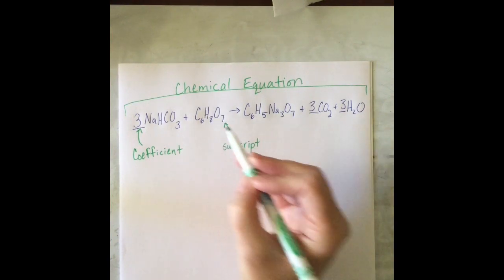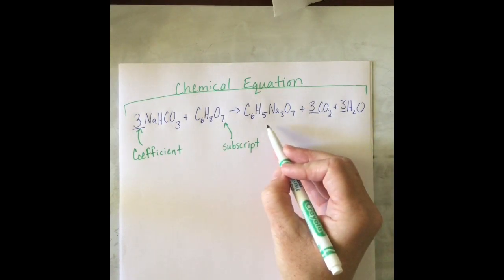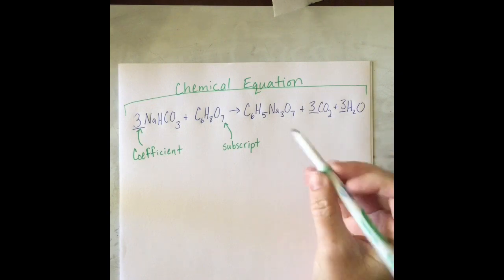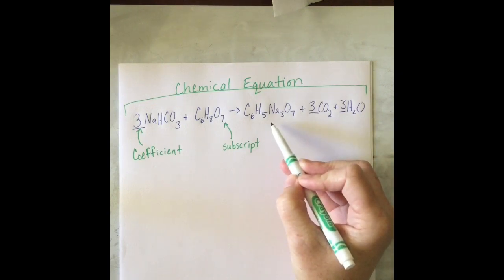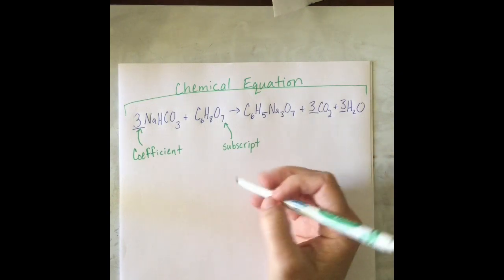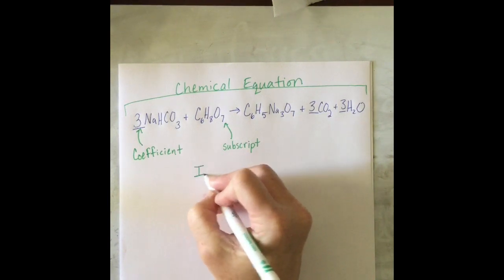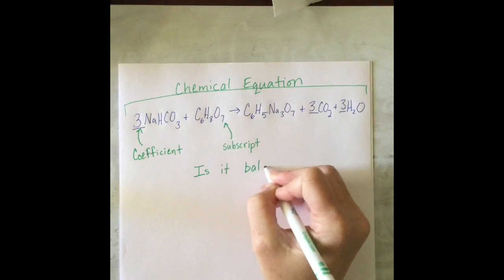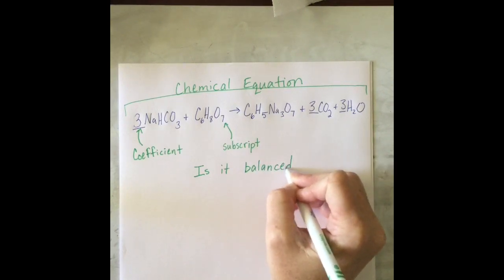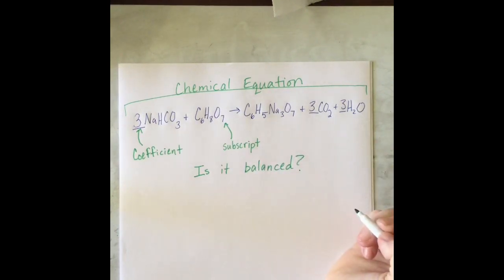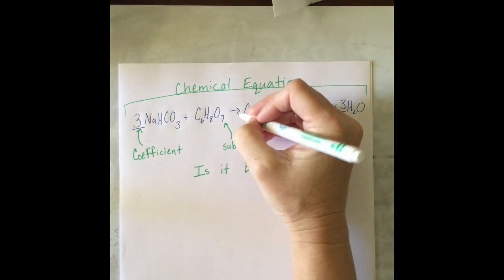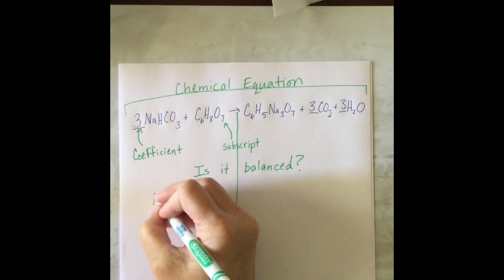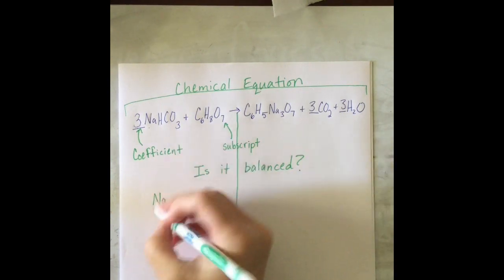So the coefficients are out front and the subscripts are below the element. So we have 3 of the sodium bicarbonates, 1 of the citric acids, 1 of the sodium citrates, 3 of the carbon dioxides, and 3 of the water molecules. So is this balanced? In order for it to be balanced, our products have to equal the reactants.